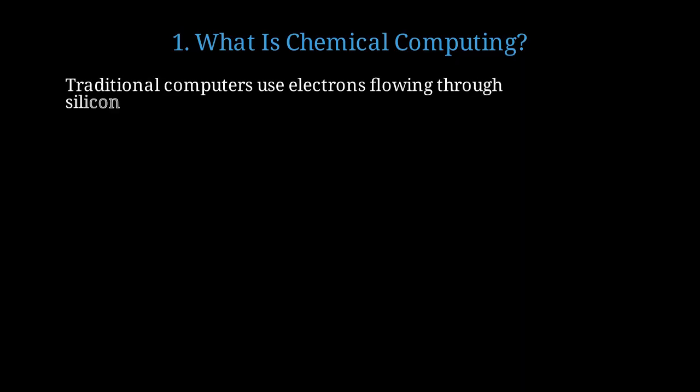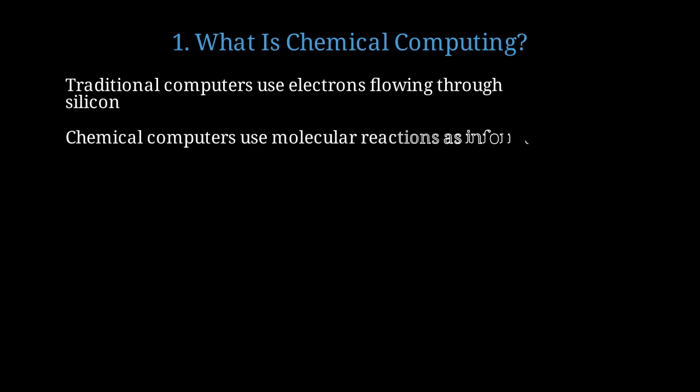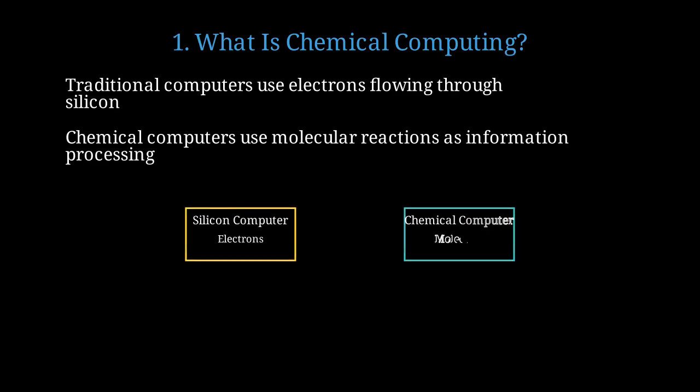Traditional computers work by controlling the flow of electrons through silicon transistors, switching between on and off states. Chemical computers instead use molecular reactions as the basis for information processing, where different chemical states represent different computational values. The key difference: silicon computers manipulate electrons, while chemical computers manipulate molecules and their reactions.